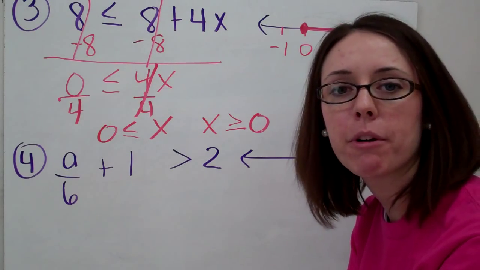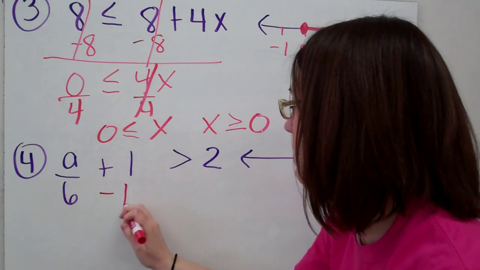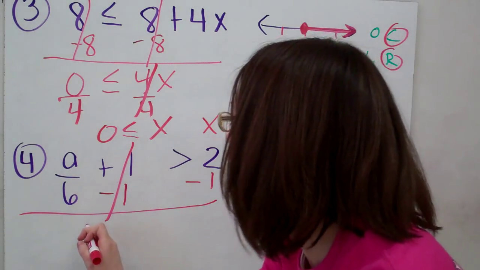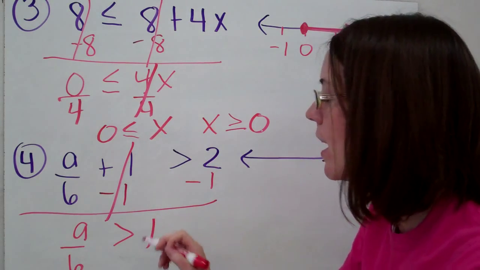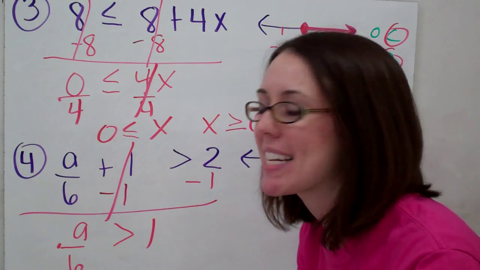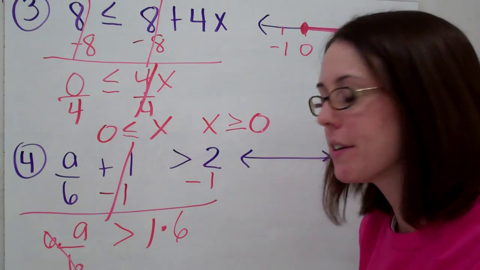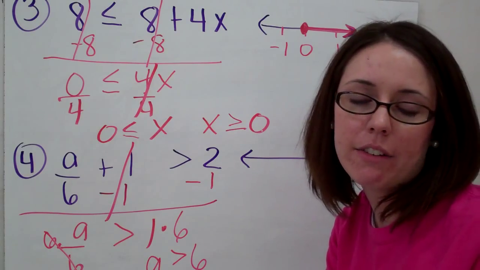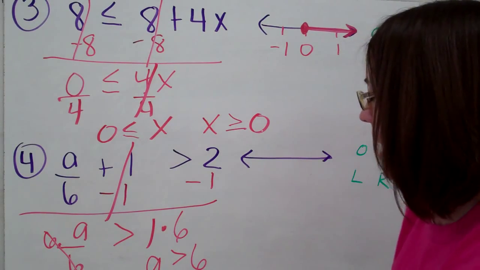Finally, last example, number 4. Let's get a by itself. How do we get rid of a plus 1? We subtract 1 from both sides. Your 1's cancel. You're left with a over 6 is greater than 2 minus 1 is 1. How do we get a by itself? We do the inverse of divide by 6, which is times by 6. Your 6's cancel. You're left with a is greater than 6. Why do we not need to flip this? Well, we don't need to flip it because our variable is already on the left-hand side.